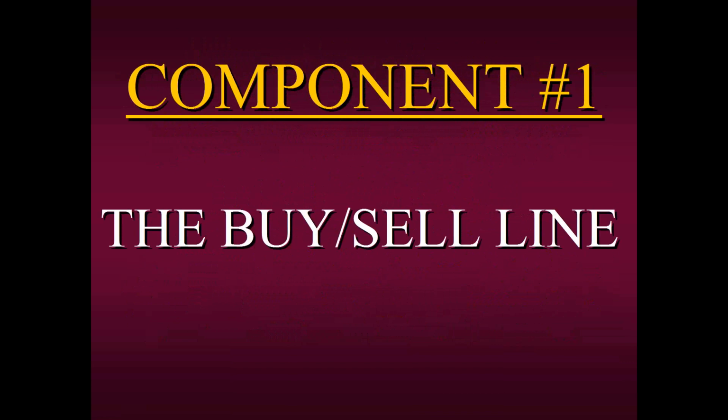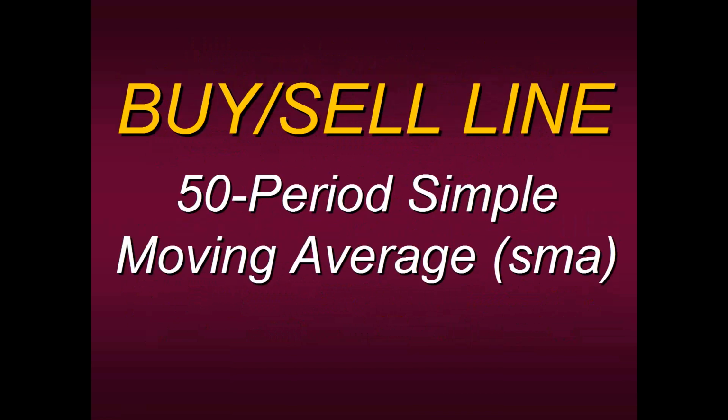Now, the buy-sell line is not some convoluted indicator. It's not something built off AI. It's not something you have to spend $10,000 for. It's the 50-period simple moving average I want you to plot. I don't care what chart you have. I don't care what market you trade or what time frame. I want you to always have a 50-period simple moving average plotted on your chart at all times.